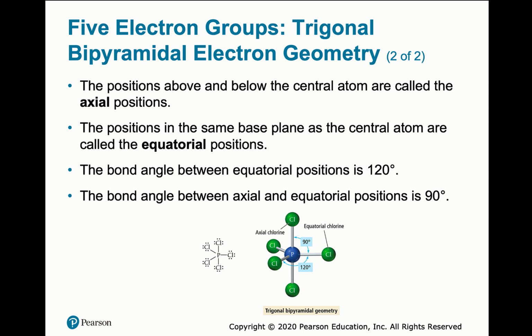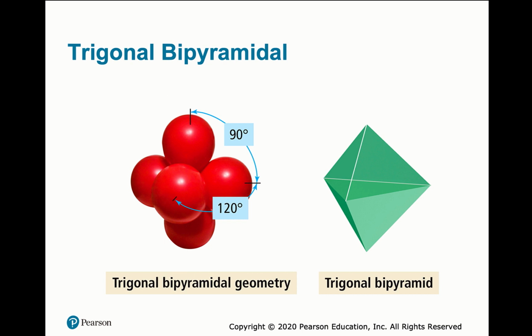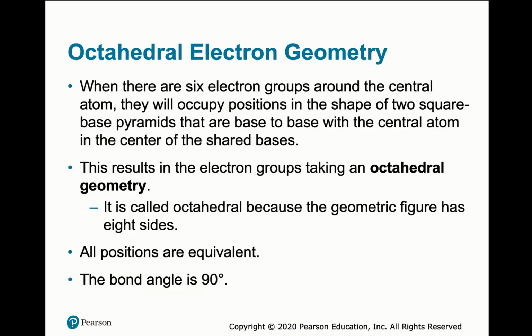So the axial chlorines in this case, for phosphorus pentachloride, are perpendicular, at least in bond angles, to each of the chlorines along the equator. And here shows the bipyramidal structure.